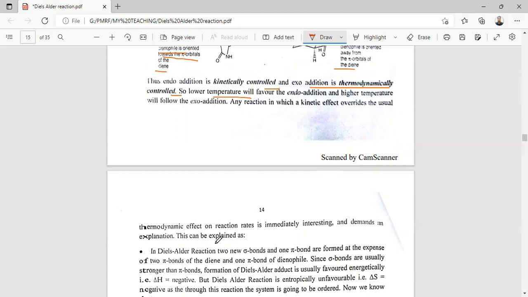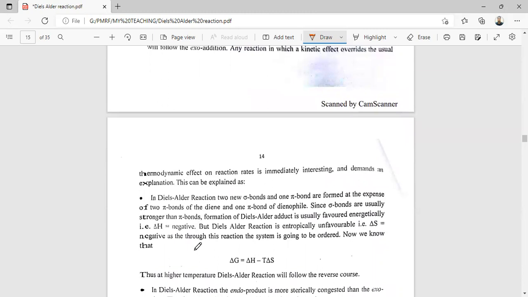Thus it can be explained as follows. In the Diels Alder reaction, two sigma bonds and one pi bond are formed at the expense of two pi bonds of the diene and one pi bond of the dienophile. Since a sigma bond is usually stronger than a pi bond, the Diels Alder reaction is usually energetically favored, del H is negative, but the reaction is entropically unfavorable, that is del S is negative. So the system is going to be ordered.